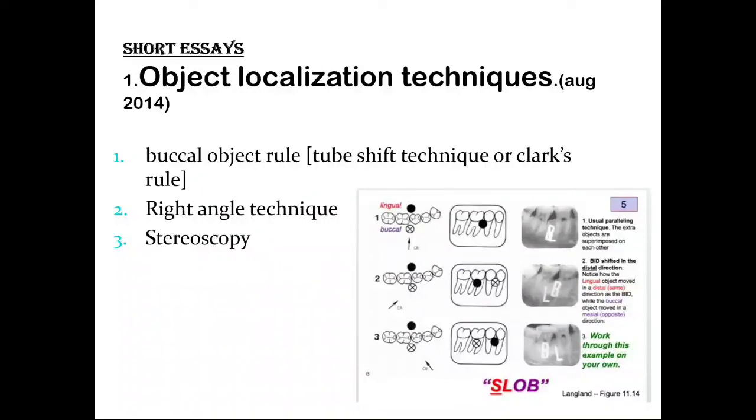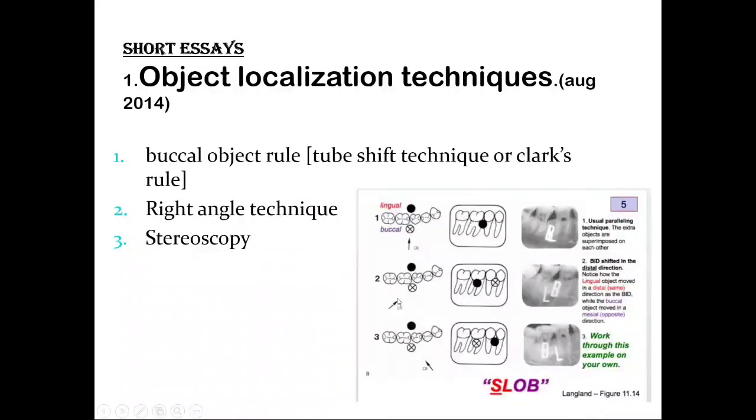You can see here the tube shift technique follows the SLOB rule. SLOB is nothing other than same side lingual, opposite side buccal. You can see here, there are two foreign objects placed on either side of the tooth, that is the lingual and the buccal. Once the X-ray beam enters through this and hits the film, you will see the buccal as well as the lingual foreign object coinciding in the same position.